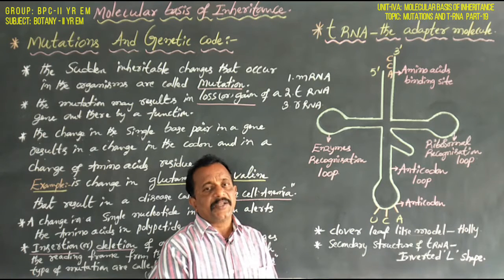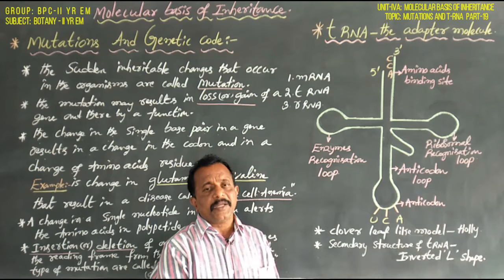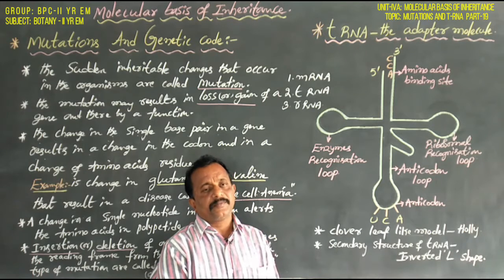The largest RNA is rRNA, ribosomal RNA. The medium size of the RNA is mRNA. The smallest RNA is tRNA. The largest RNA is ribosomal RNA.